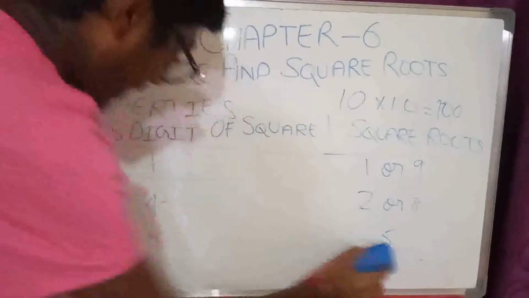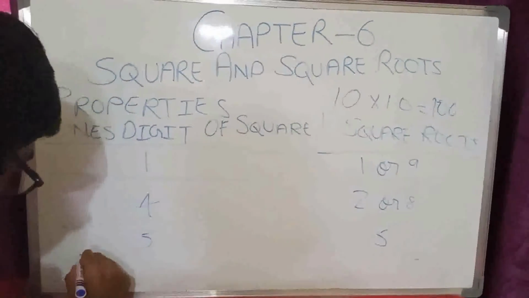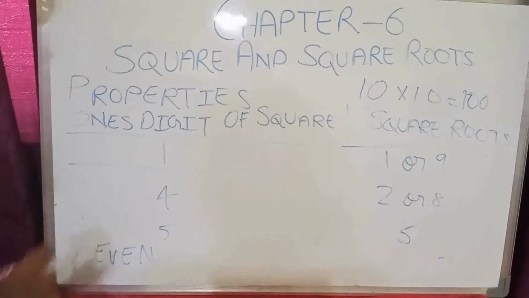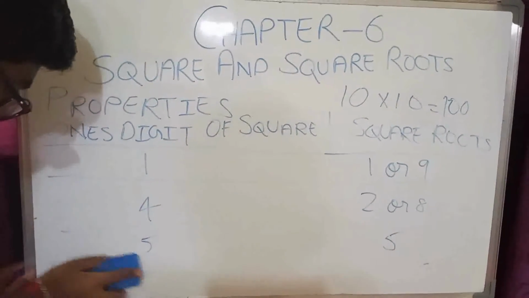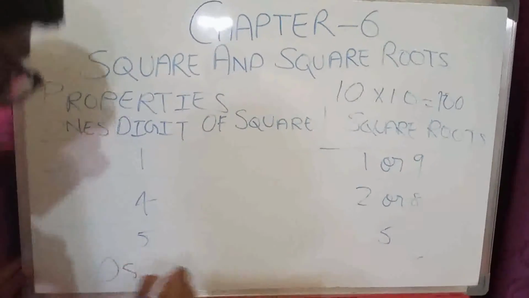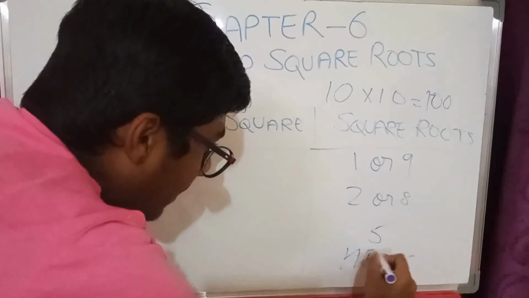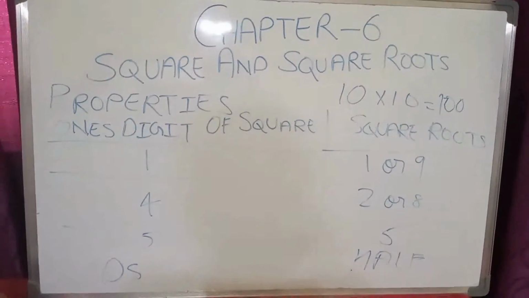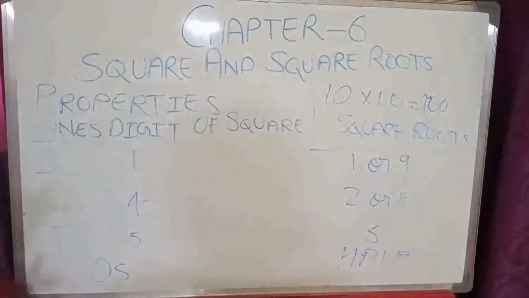Now if there are an even number of zeros, as I told you, odd number of zeros are not possible. If there are an even number of zeros, how many zeros will the root have? It should be half of it. So this means that if the square has 6 zeros, then the square root shall have 3 zeros.